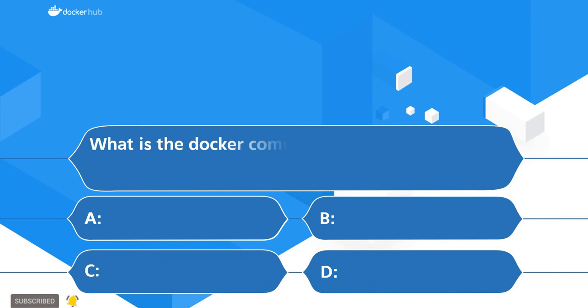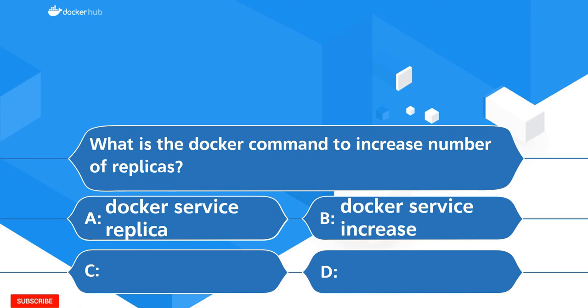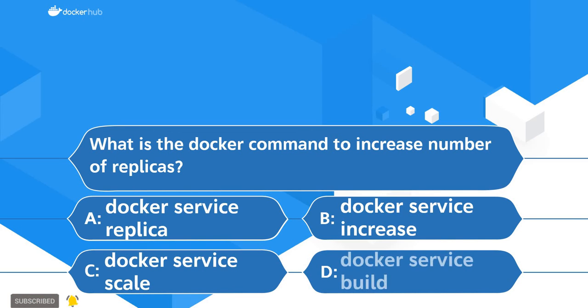What is the Docker command to increase the number of replicas? A. Docker service replica. B. Docker service increase. C. Docker service scale. D. Docker service build. Your time starts now.